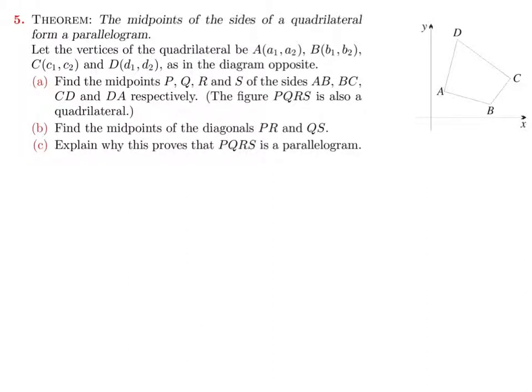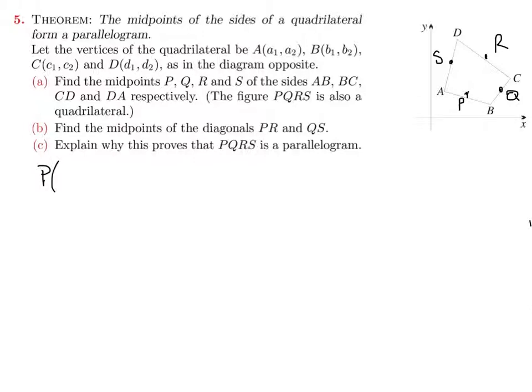So here's a really nice geometric question that can be solved using coordinate geometry. Part A says we want to find the midpoints P, Q, R, S of the sides AB, BC, CD, and DA. So these are this point P, Q, R, S. And that should be pretty easy to do.